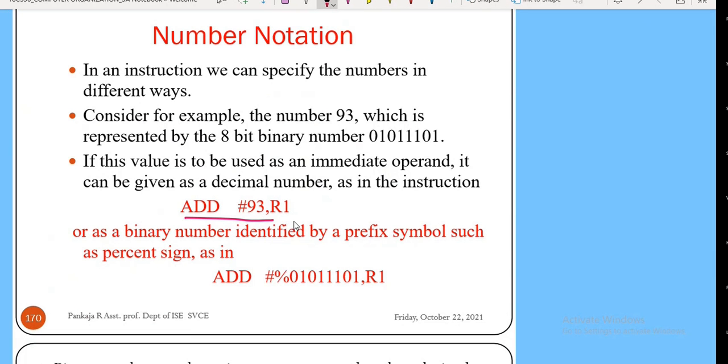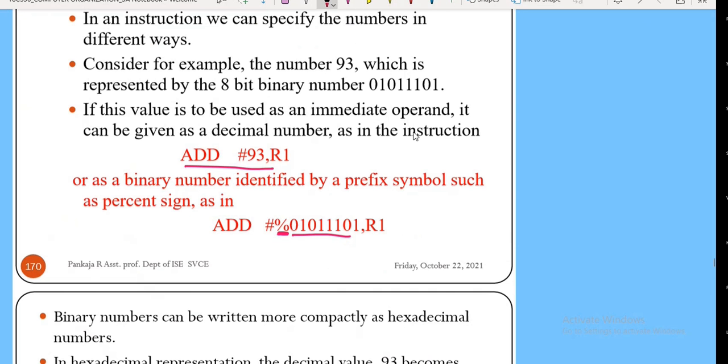That is a decimal number. In case you want to represent a binary number as the immediate address, in immediate addressing mode, you have to use some additional notation for representing a binary number. So hash followed by the percentage symbol indicates that whatever number you are representing is a binary number, comma R1. This is if you want to represent the binary number explicitly in the instruction.